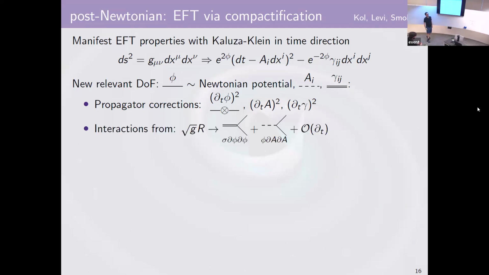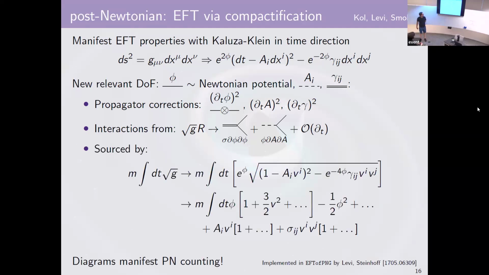You get interactions from expanding root G, the normal place you get them, but now you can do manifest EFT power counting by using these different fields. And so, for instance, at lowest order, you get the sigma field coupling to two derivatives of phi. You get phi coupling to two derivatives of A. And then all the other interactions that you have coming out of root G end up at higher orders in your perturbation theory.